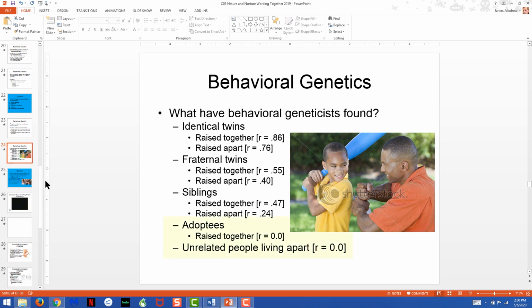Now, when you talk about adoptees, we have that raised together, raised apart categorical system. Adoptees raised apart essentially means strangers, right? All of us, everybody from this class that comes from a different family and lives in a different household. That's what you might refer to as adoptees raised apart. That's just unrelated people living apart. So when we look at the adoptees category, we could say raised together versus unrelated people living apart. And you find very little correlation between adoptees raised together or individuals raised apart. In fact, the correlation drops nearly to zero.